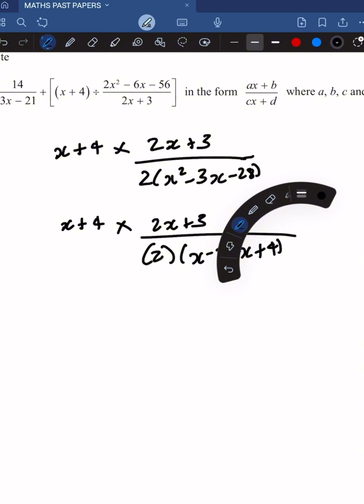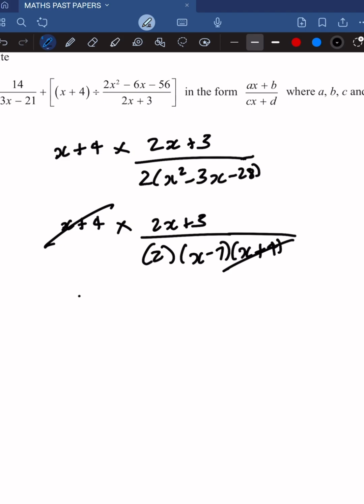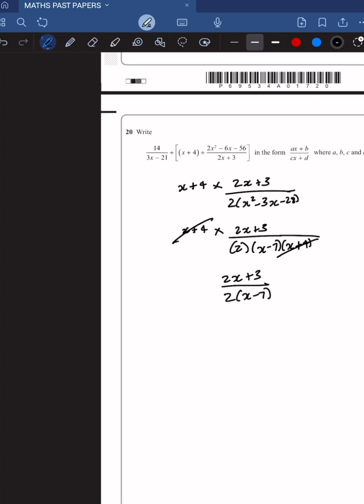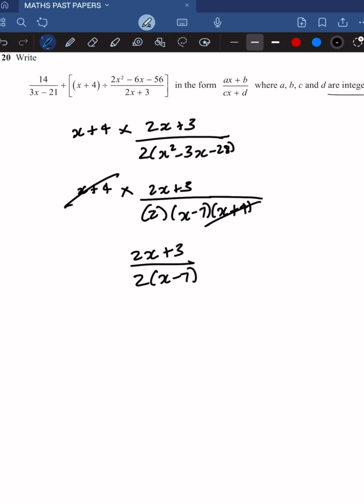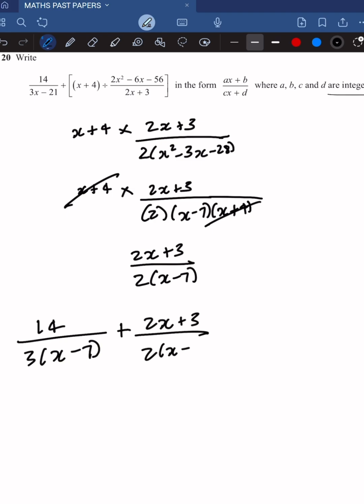Now I can automatically see that two things cancel out. So it's this and this, so they both cancel out. So we're left with 2x plus 3 over 2 times x minus 7. So now we're going to add that to our first fraction. So we have 14 over, now we can see that 3x minus 21 is the same thing as 3 times x minus 7. And we're going to add that to 2x plus 3 over 2x minus 7.